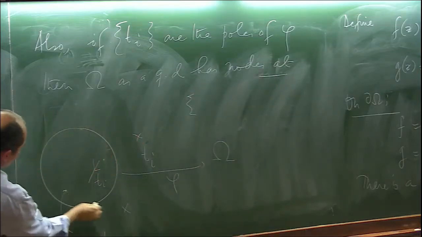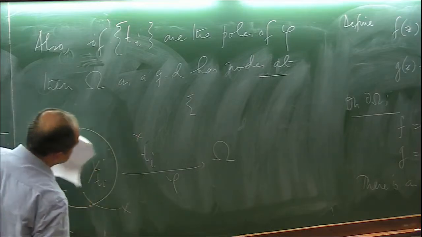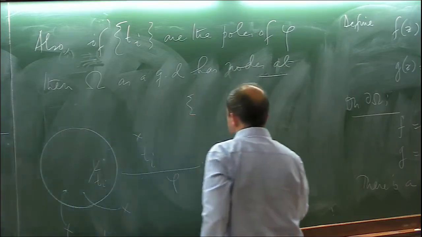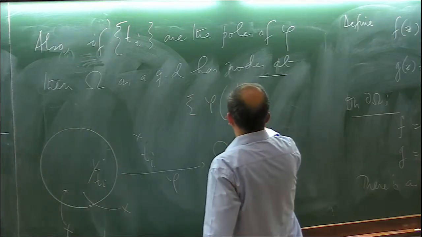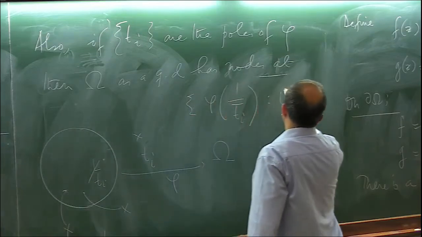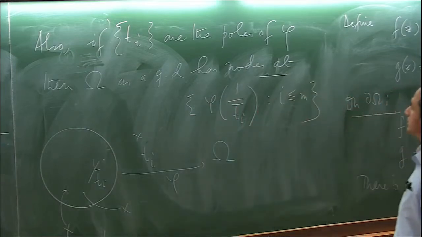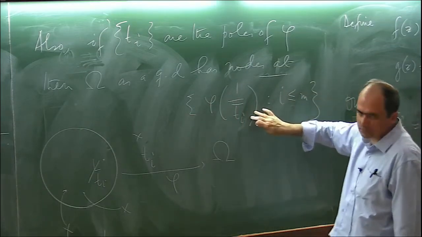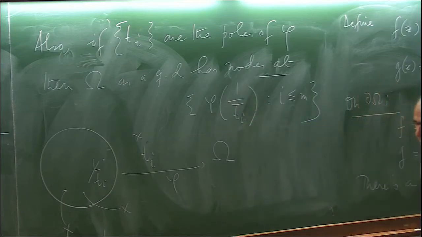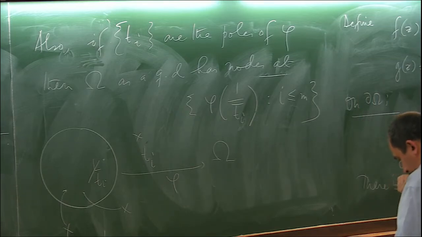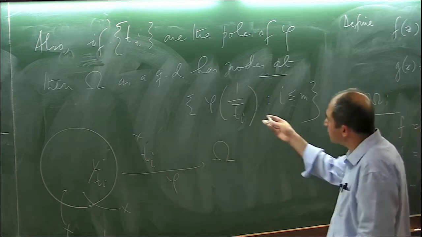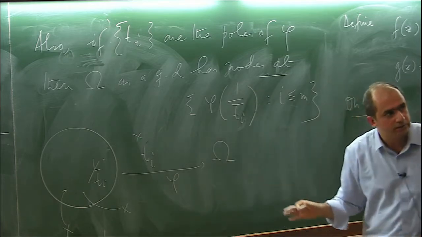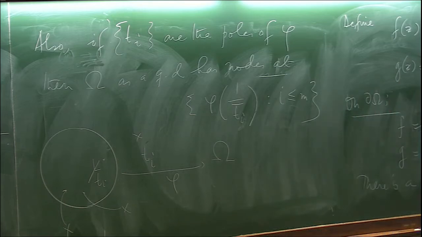So I reflect all these poles inside, I get finitely many things. I push them forward by phi, I get a bunch of points in omega. What are these points? The points are phi of 1 over p-bar. So these are exactly the nodes of the quadrature domain. If you actually want to know what the quadrature identity is, then the procedure is exactly what we did in the proposition from last time.